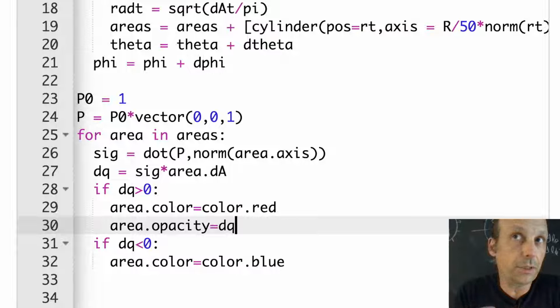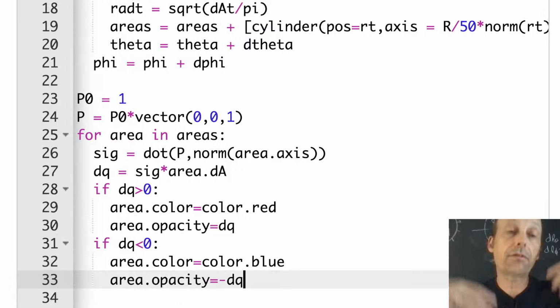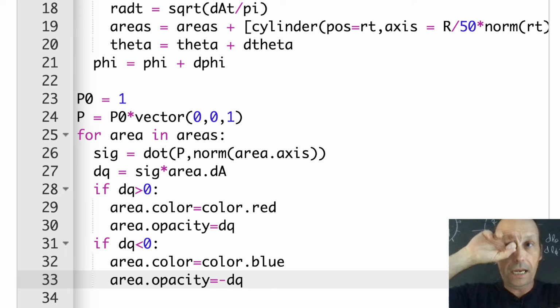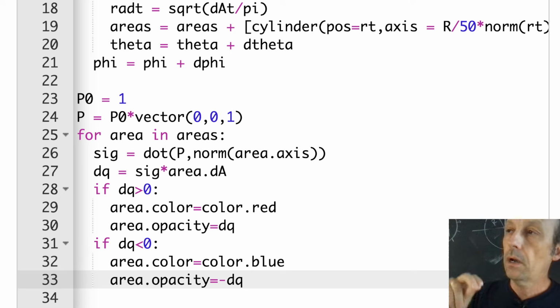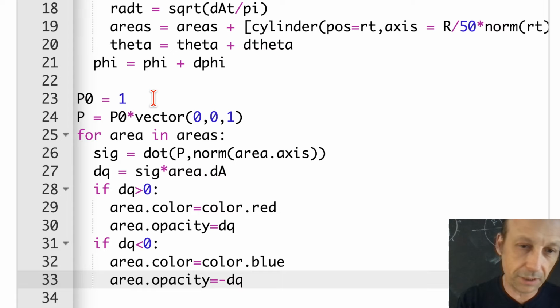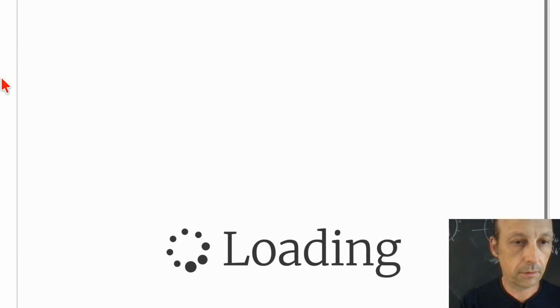Because if dq is 0, it'd be clear and you wouldn't see anything. And then down here, I'm going to say area.opacity equals negative dq, because opacity is a number between 0 and 1. So if the charge is negative, it would be below 0 and needs to be clear. Okay, now, if I want the maximum charge to be 1, let's just see what happens. I can just adjust that manually.